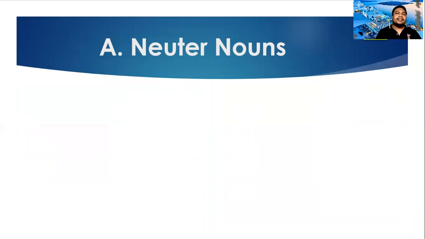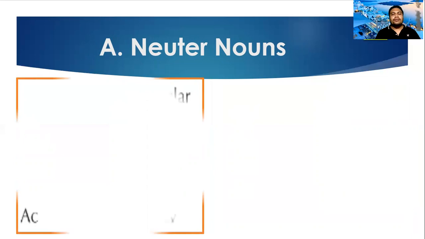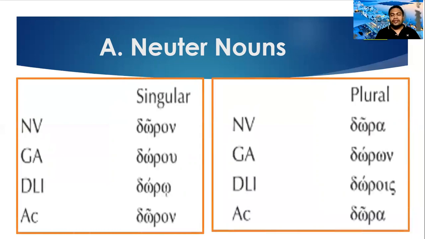Let's take a look at the examples of the neuter nouns. We have the word here, doron. It means gift. Let's read it. The NV is still the same. In the neuter, of course, the nominative and vocative are the same in the singular and the plural. But in the masculine, only the vocative singular is different from that of the nominative.